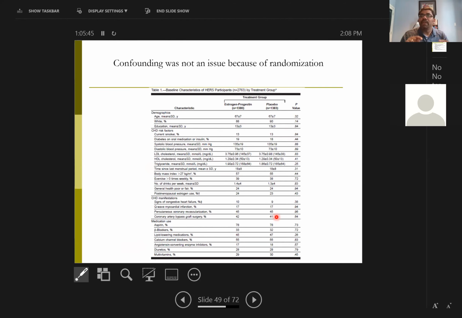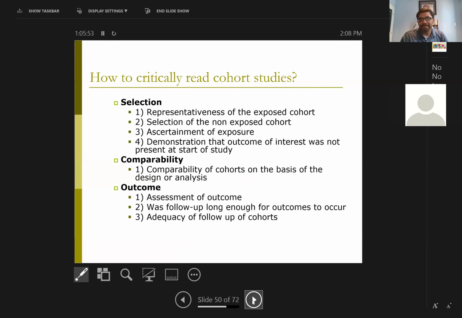That's why we would believe this Hearst trial, even though there were many cohort studies showing that hormone replacement therapy was protective, right? So again, I've given you a list of critical questions to ask if you were reading a cohort study and writing a report on that paper. And there's obviously a more detailed critical appraisal worksheet in your Google Drive as well. Okay, questions?